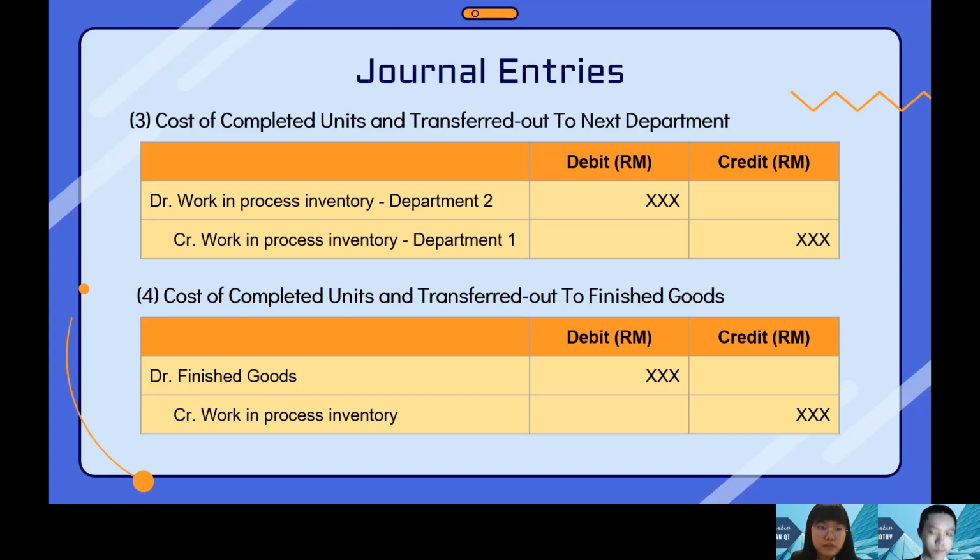The difference between step 3 and step 4 is that in step 3 the products are not completed, so they are transferred to the next department. However, in step 4, it is finished goods and it is ready for sale.